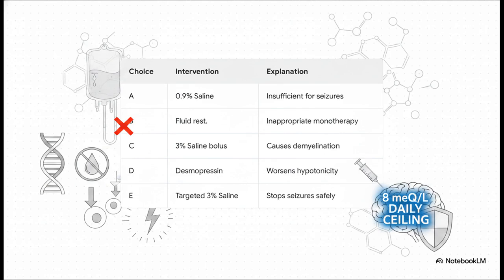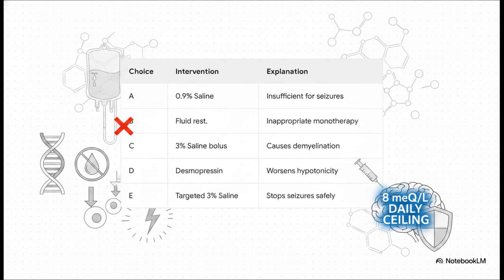Choice A, 0.9% normal saline is completely insufficient to arrest an acute metabolic seizure. Choice B, strict fluid restriction, is a fine baseline treatment for asymptomatic patients, but it's totally inappropriate as monotherapy for active seizures. Choice C, an aggressive 3% hypertonic saline bolus exceeding the daily limit will definitely stop the seizure, but it absolutely guarantees osmotic demyelination days later.